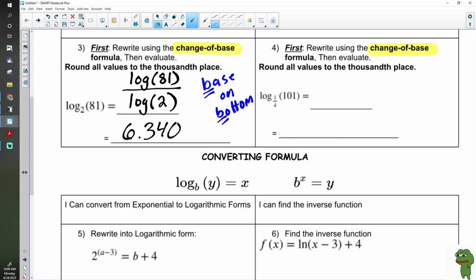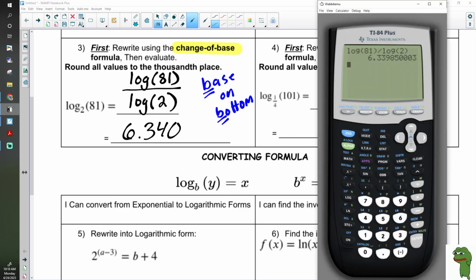Okay, so that's the old school way of doing it. And that works a lot of the time. The change of base always works. The new school way works most of the time, not every time. We're going to do it just to show you.